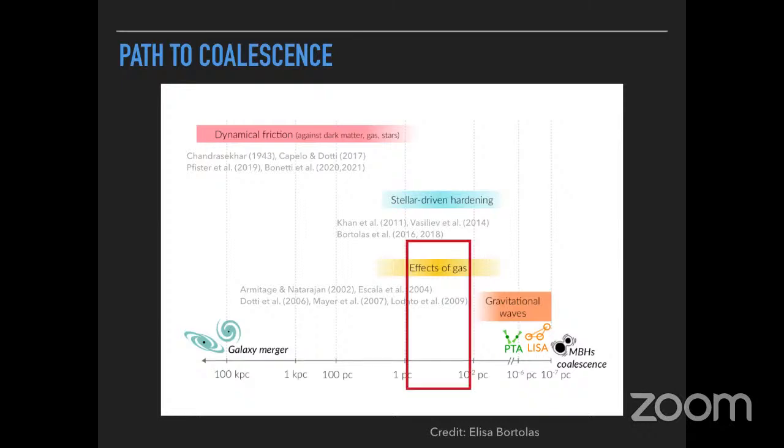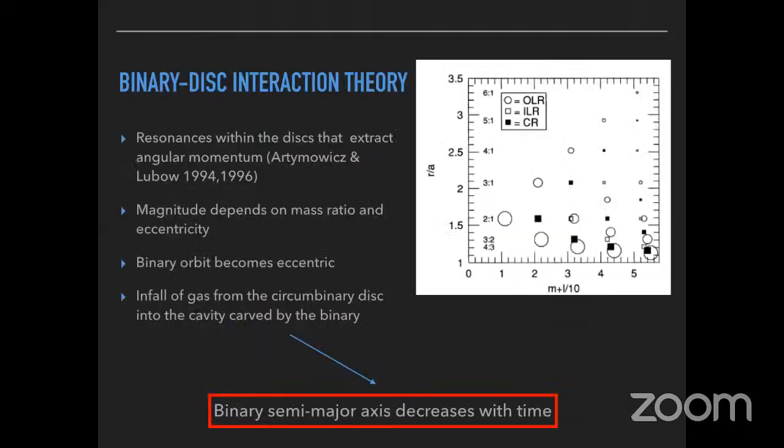So I'm going to be focusing on the effect of gas. So we're talking about sub-parsec scales, but I will also mention the interaction with stars at the end of my talk. Okay, so the gas that is brought together by the galaxy merger will sink down to the central part, and it will, thanks to angular momentum conservation, form an accretion disk around the binary.